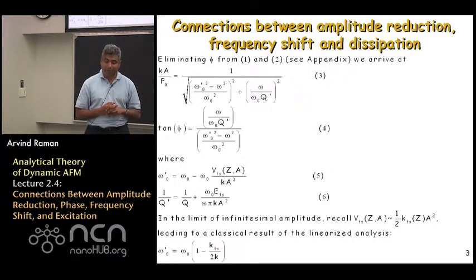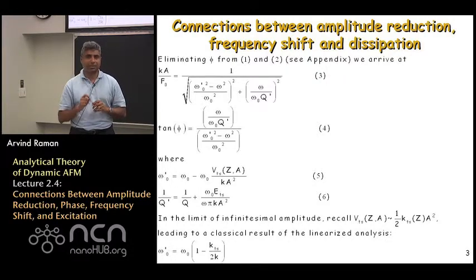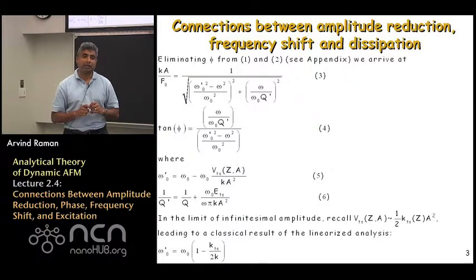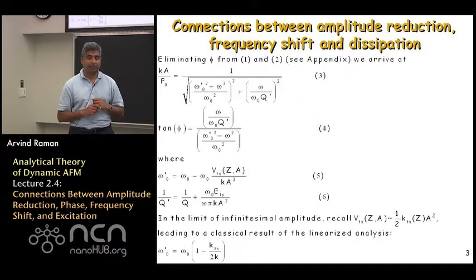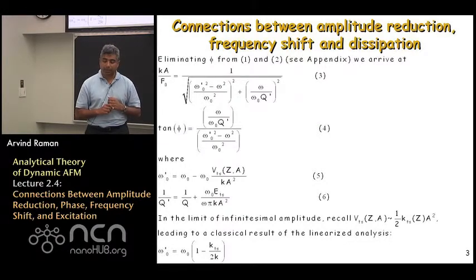It's important to note that we derived a result last time that when you have infinitesimally small oscillation amplitudes in the linearized limit, the V sub TS can be expressed as 1/2 KTS times amplitude squared. KTS is the tip-sample force gradient. When we plug that into equation 5, we get a very classic result.